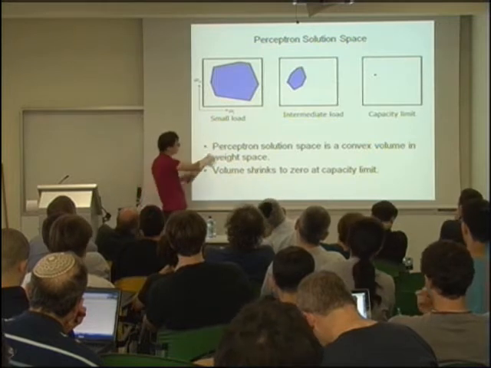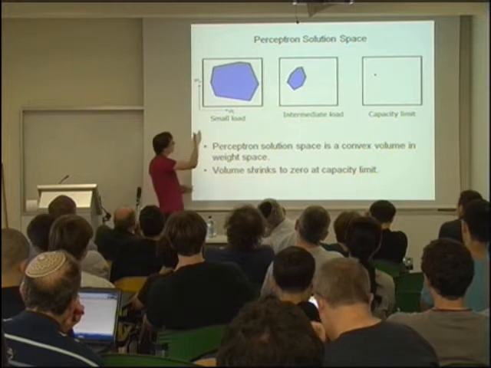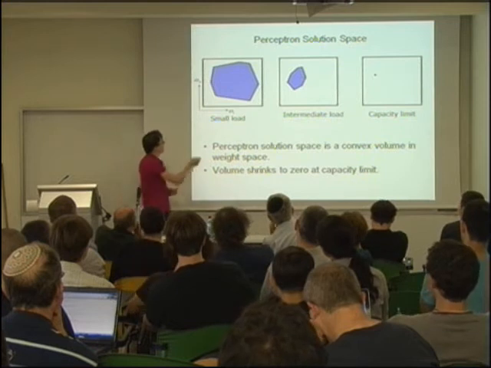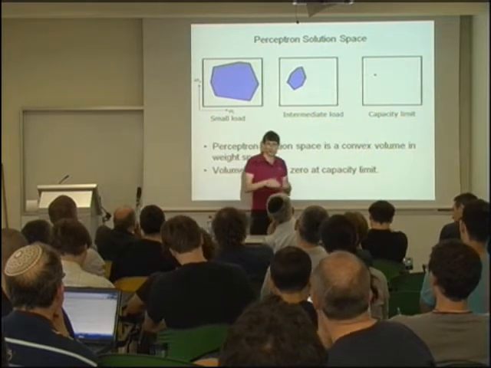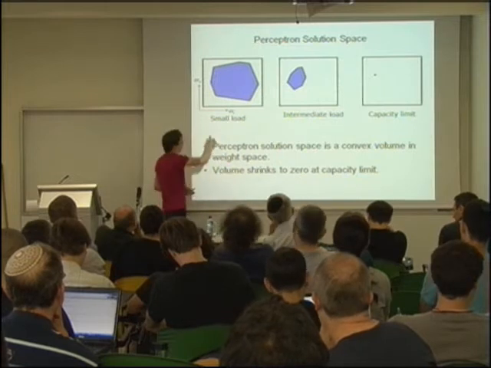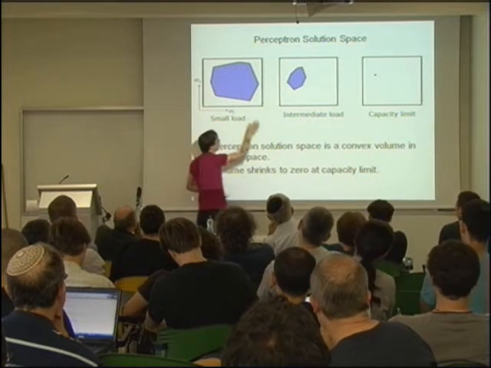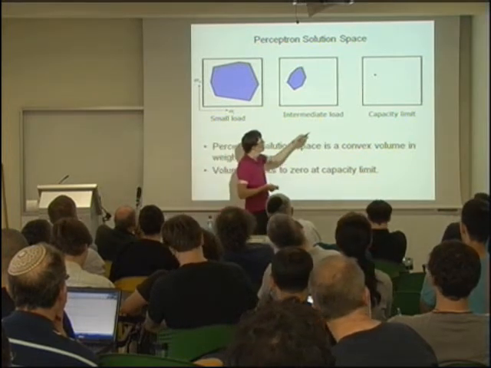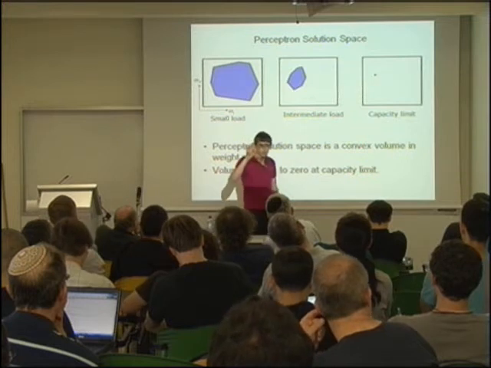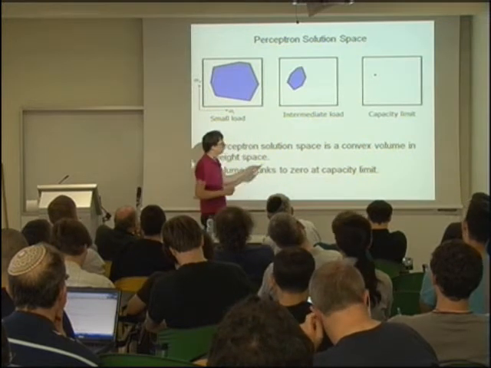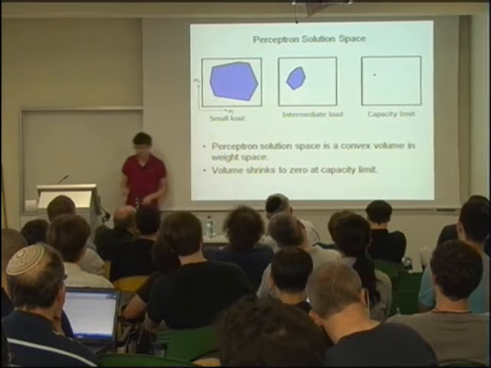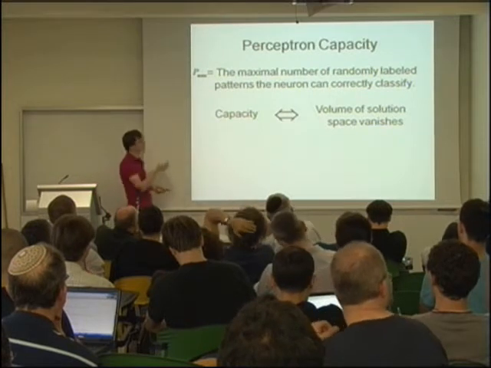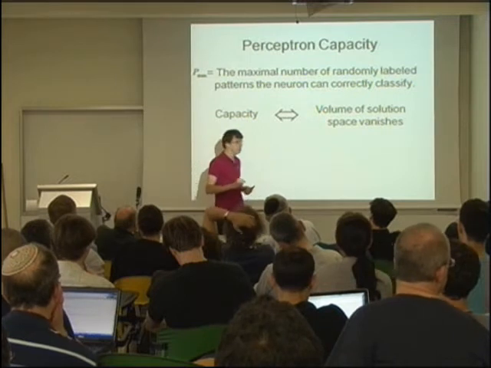Every point inside the blue region is a solution to the specific classification task. First of all, it's very easy to prove that this volume is one single convex volume inside the weight space. As you increase the number of patterns you need to classify, this increases the load on the perceptron, and this volume shrinks. As you add more and more patterns, eventually you come to a point where this volume is just one point, and after that it disappears. We call this point the capacity. This capacity defines the maximum Pmax, which is the maximal number of patterns we can classify.